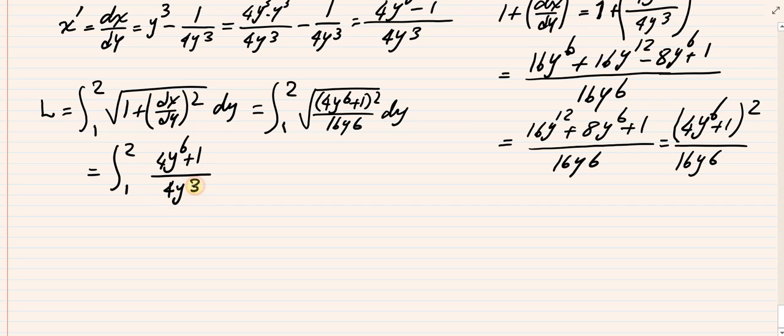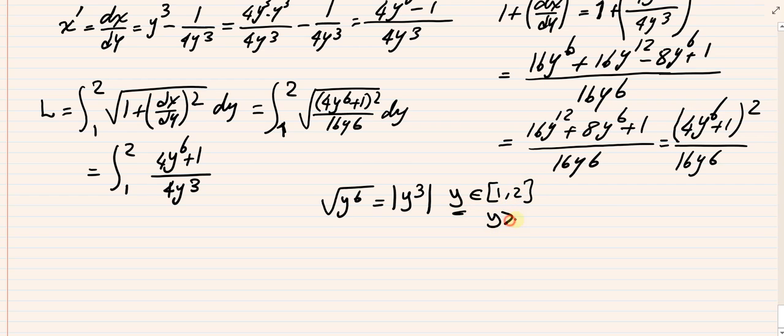Now, the denominator, let me do the sidebar here. If I take the square root of y to the 6, the answer is going to be the absolute value of y cubed. However, the reason we have absolute value is because this is the principal root. Remember, that means the answer has to be positive. Well, look at the limit of integration. y is between 1 and 2. So y is positive. If y is positive, there is no need for absolute value, right? Okay, so for that reason, I don't need absolute value.